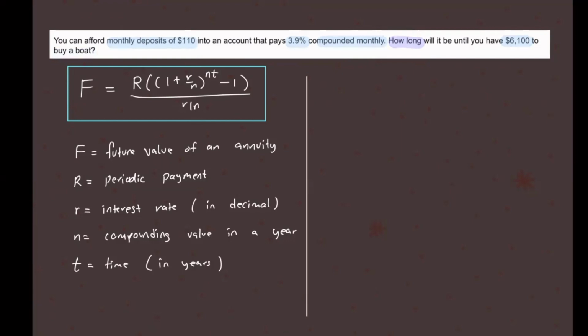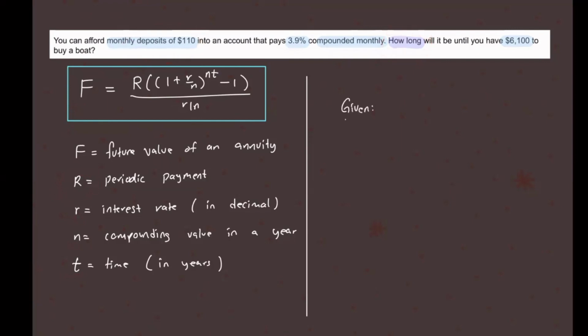So note that this formula I'm using has these variables where F is the future value of an annuity. Annuity means you're making a sequence of payments or deposits. Here, our sequence of payments is this. So that is your R value, the periodic payment. And little r is representing the interest rate, which is this number right here. N is the number of compounding periods in a year. So here we're compounding every month. And T will be the time. That's what we're looking for, how long.